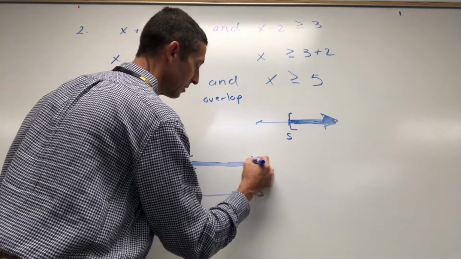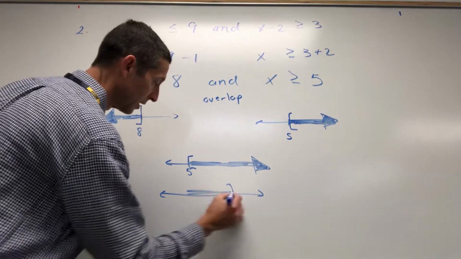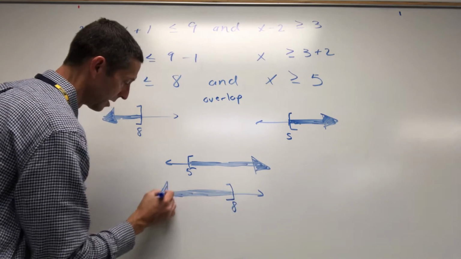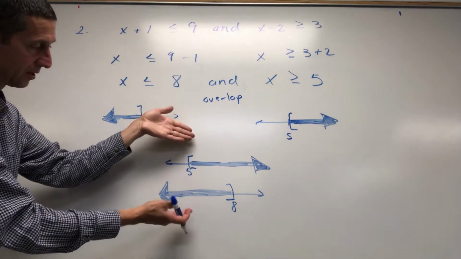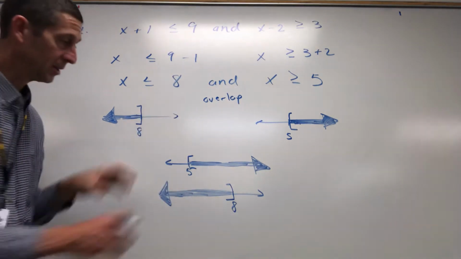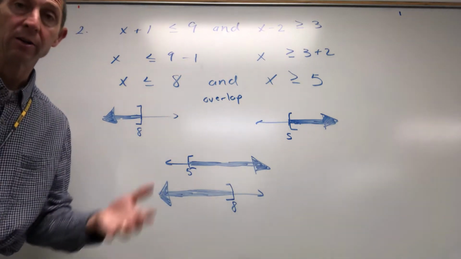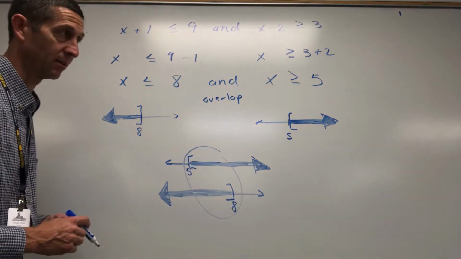So there's that graph. Here's the 8. It runs this direction. Looks like that. All right, so I've got my two graphs right on top of each other, and then I've just got to figure out what "and" means: overlap. So if I were to put these two graphs on top of each other, where do they overlap? It'd be that section right there.